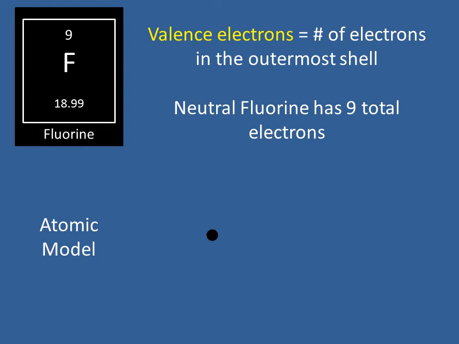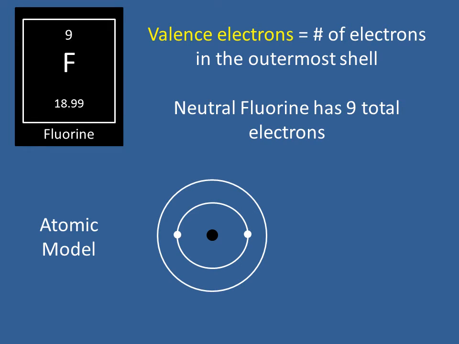Start with just the nucleus, represented as a black dot because our focus is going to be on the electron shells. And there's the first shell, which can hold up to 2 electrons at the most, and then there's the second shell. Now since we've already used up 2 of our 9 possible electrons, then we have 7 electrons left. And since the second shell can hold up to 8, those 7 will go there, meaning that neutral fluorine has 7 valence electrons.